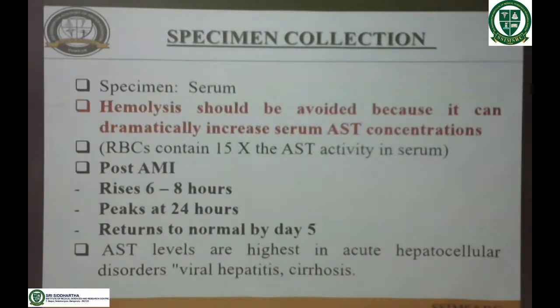In these conditions, after a post-AMI, the concentration rises after 6 to 8 hours, reaches a maximum at 24 hours, and comes back to normal by 5 days. We have to know all of this to avoid pre-analytical errors. Apart from that, in conditions like acute hepatocellular disorders, such as viral hepatitis or cirrhosis, the highest AST concentration can be seen.